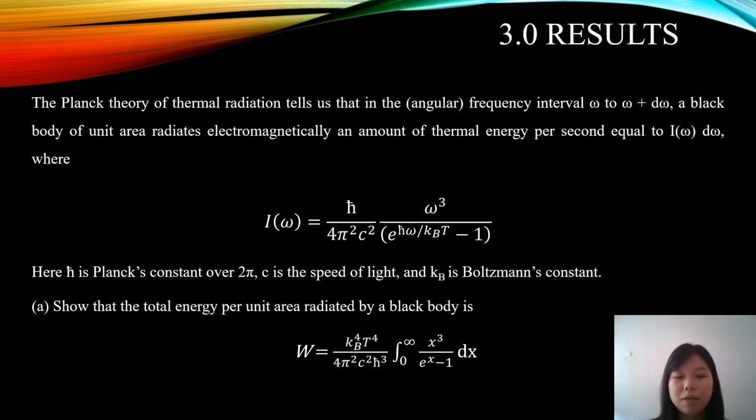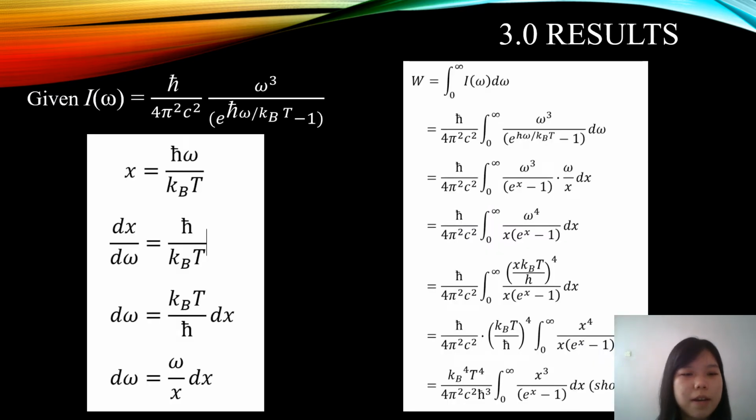So given that I omega equals h over 4 pi square c square times omega cubed divided by e to the power of h omega divided by kt minus 1, by taking x equals h omega divided by kt and performing differentiation of dx d omega, we can get dx d omega equals h over kt. So d omega will be kt over h times dx, or can be known as omega over x times dx.